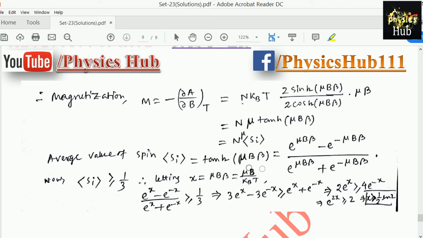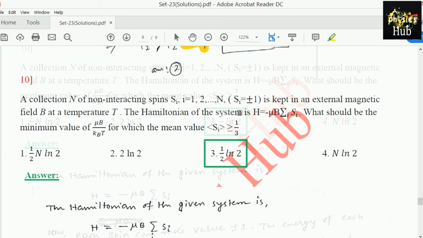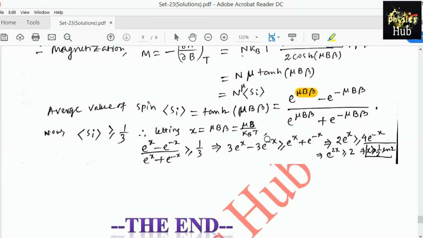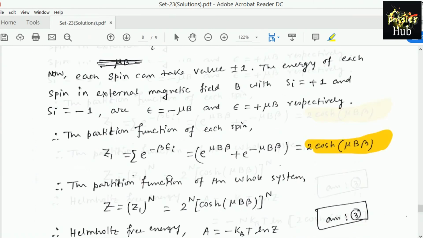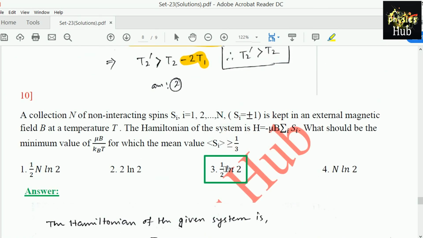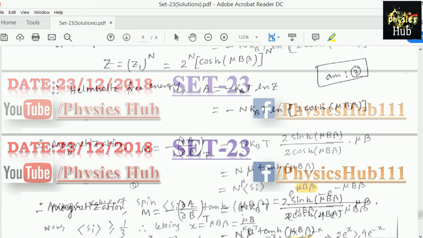The average value of spin Si equals tanh(mu B beta). If you consider this to be x, it is (e to the power x minus e to the power minus x) by (e to the power x plus e to the power minus x), and it is given to be greater than or equal to 1 by 3. So this whole expression is greater than or equal to 1 by 3. Now after simplifying, we discover that e to the power 2x is greater than or equal to 2. Therefore, x is greater than or equal to half ln 2. So it is matching with option 3. So option 3 is the correct option.